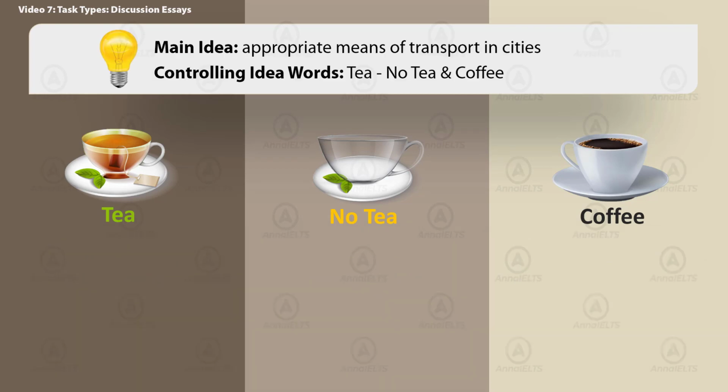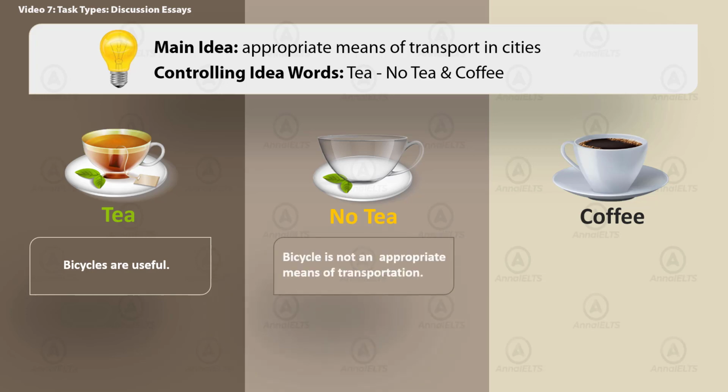In this example, the main concern is about the appropriate means of transport in cities. In this regard, the first group of people believes bicycles are useful, so we call them T. Then the second group of people reject the idea and say that bicycle is not an appropriate means of transportation, so we call them Noti. And they share a new idea, which is investing in public transport system, so it's called coffee.